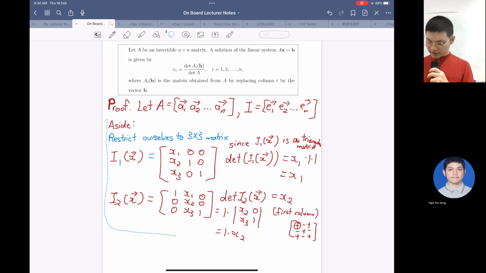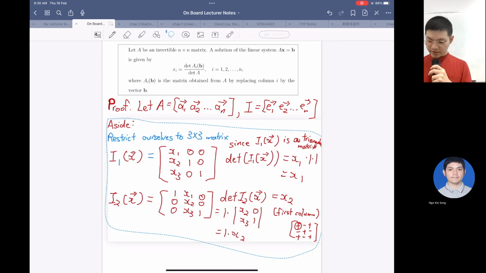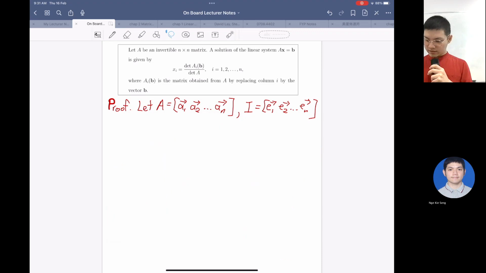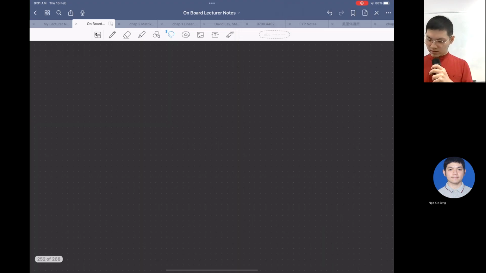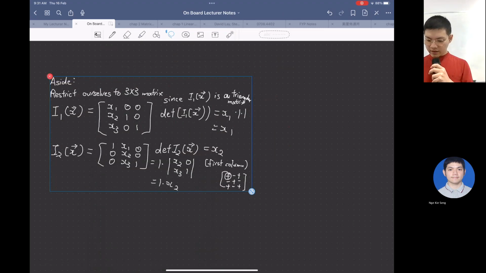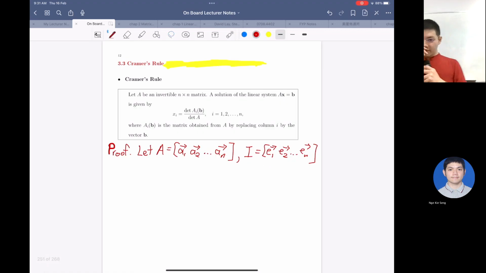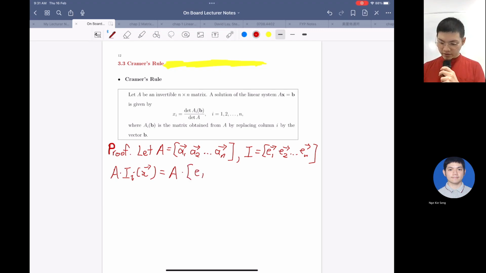Let's move this away and come back to here. One matrix you can look at is A times I_i(x). So first of all, it's A times I_i(x), which is what we learned just now: you replace the ith column with x and keep the rest.